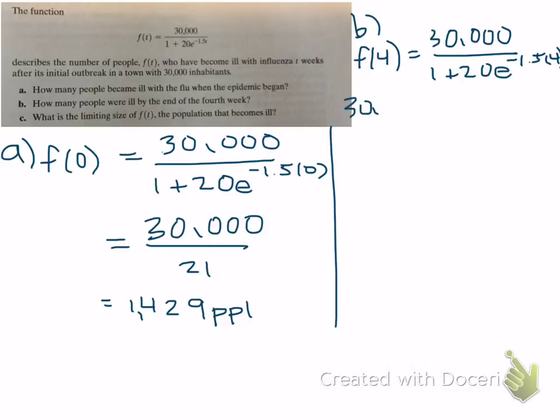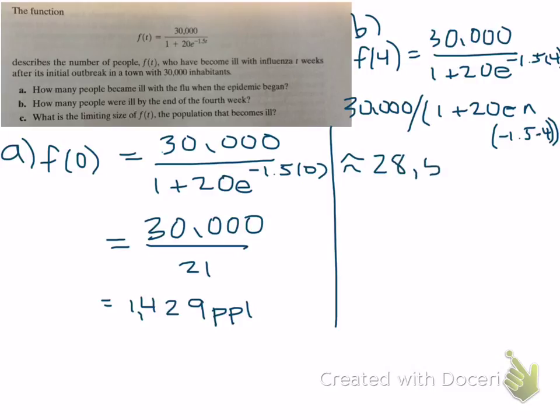The way you have to type it is 30,000 divided by the quantity, open a parenthesis, and then 1 plus 20e, and then you got to raise it, and then you need to put negative 1.5 times 4 all in one parenthesis, and then you need to close parentheses. So when I do that, I get approximately 28,583 people. So in about 4 weeks' time, that's how many people were ill.